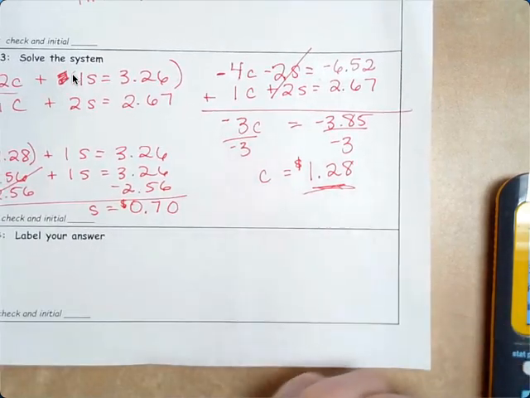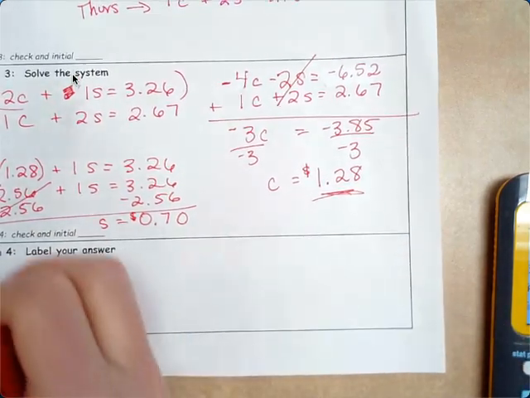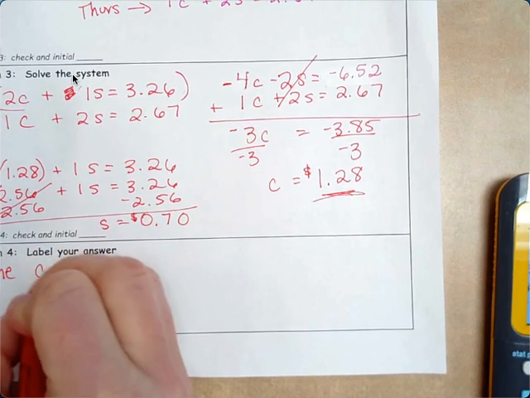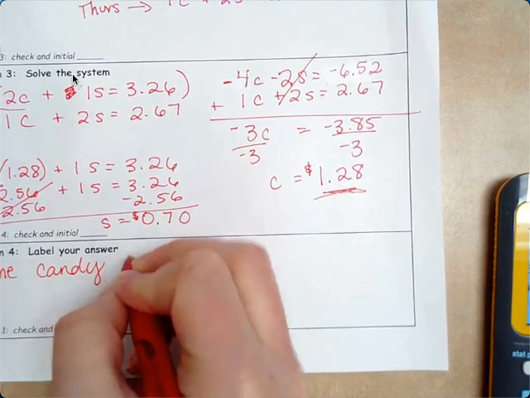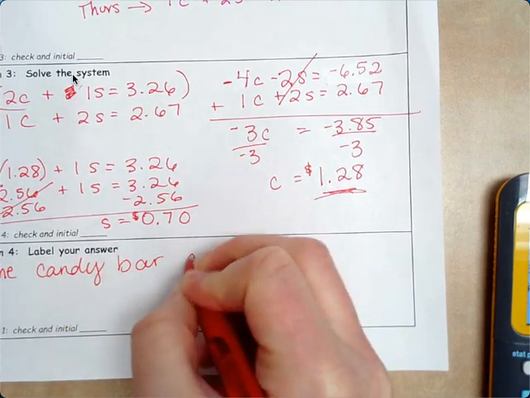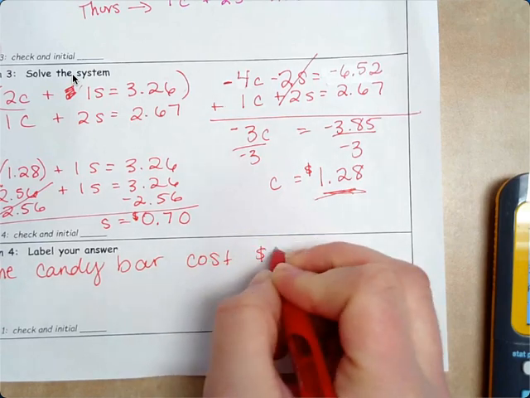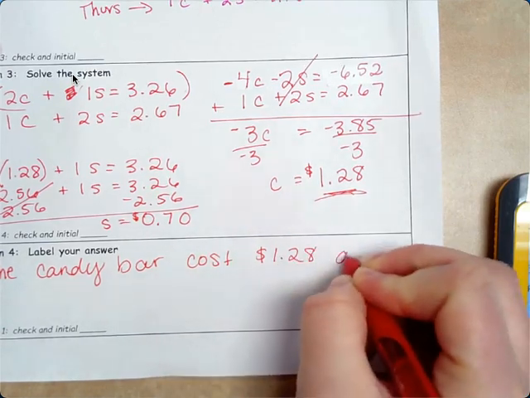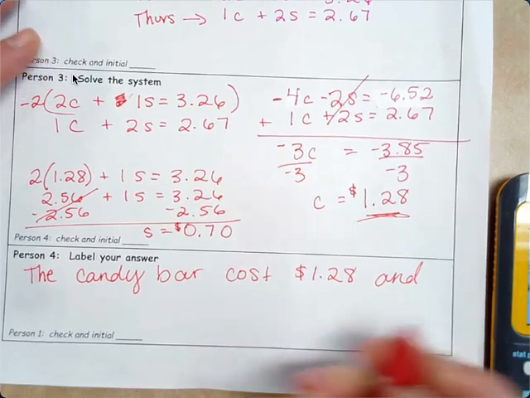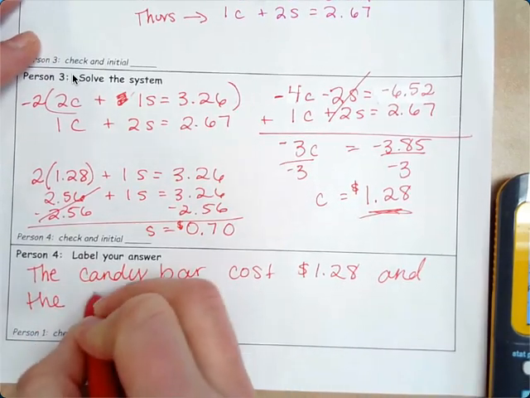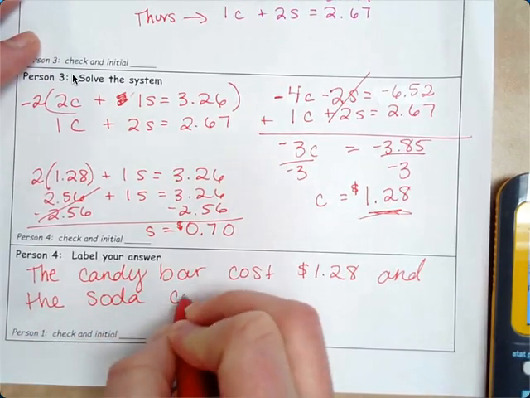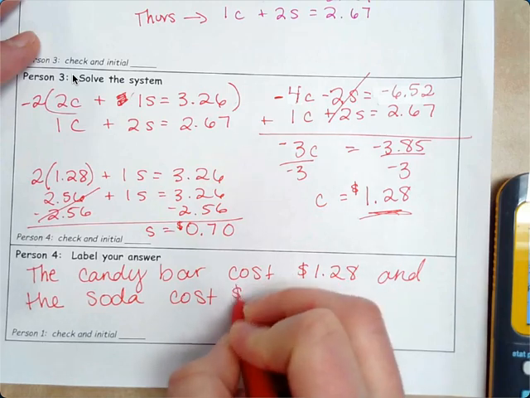Okay, so label your answer. So we need to write it in words. So the candy bar cost $1.28, and the soda cost 70 cents.